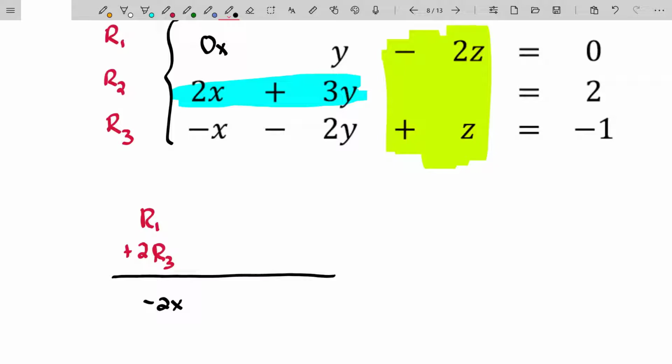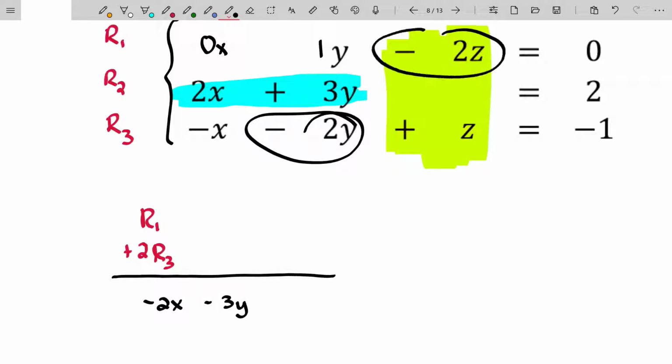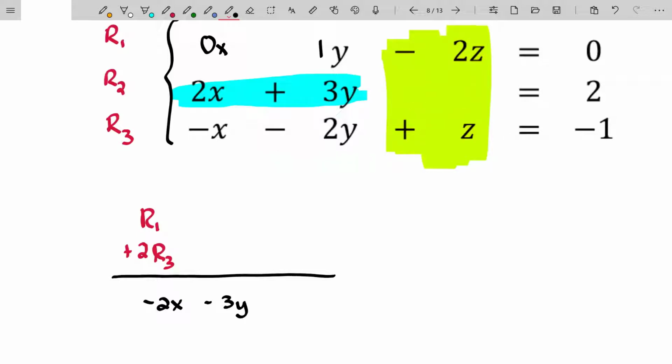Then you have 1y plus a -4y. So in other words, -4y plus 1y is a -3y. -2z plus 2z, well, they cancel beautifully. And then finally, 0 plus a -2 will give me a -2.